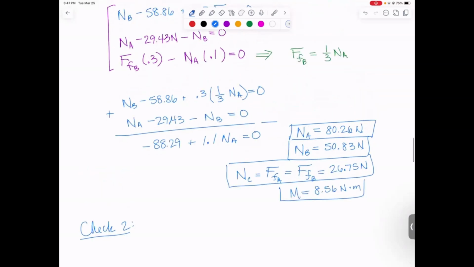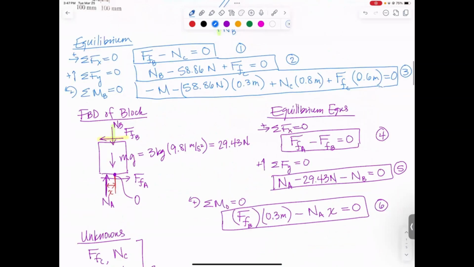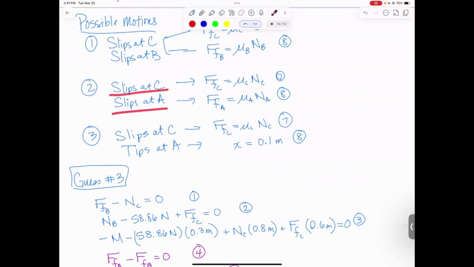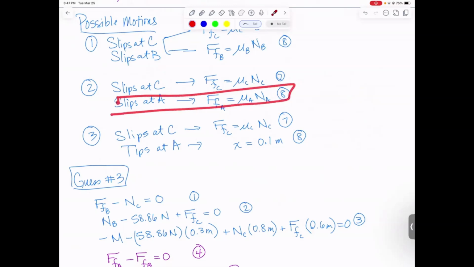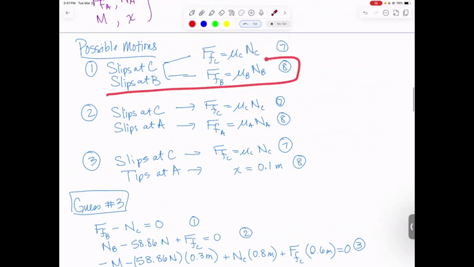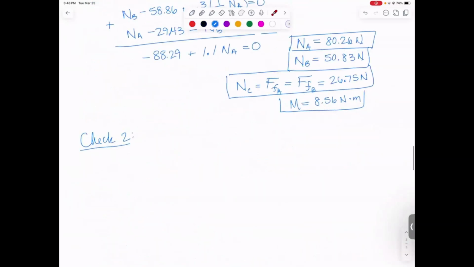Remember what number 2 was? I don't remember what number 2 was. Possible motion number 2 assumed it slips at C and slips at A. We didn't assume it slips at A, so we need to check whether A is safe or whether it would have slipped at A. When we get done, we're going to need to come back and check whether it would have slipped at B or not for number 1. So check 2 means we need to check slipping at A.